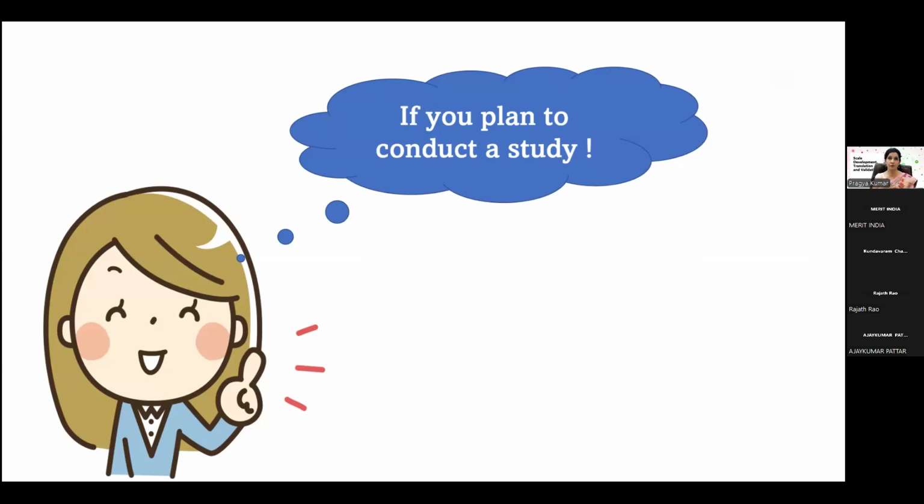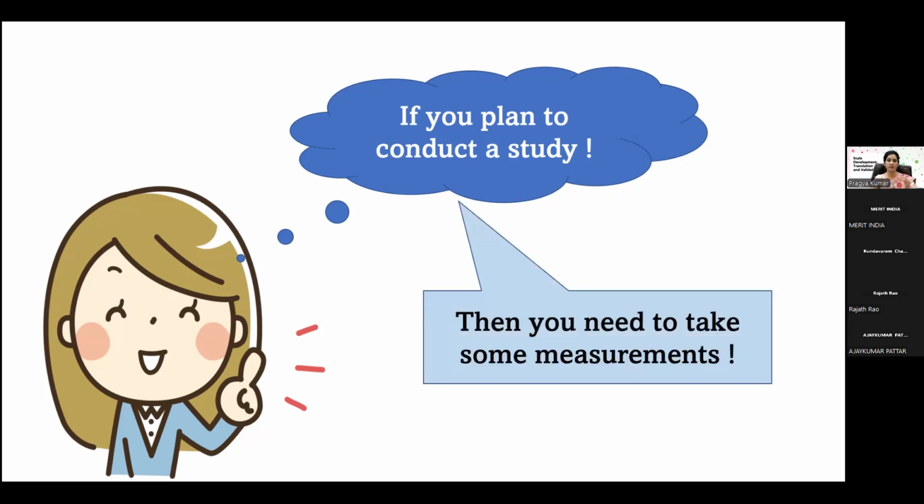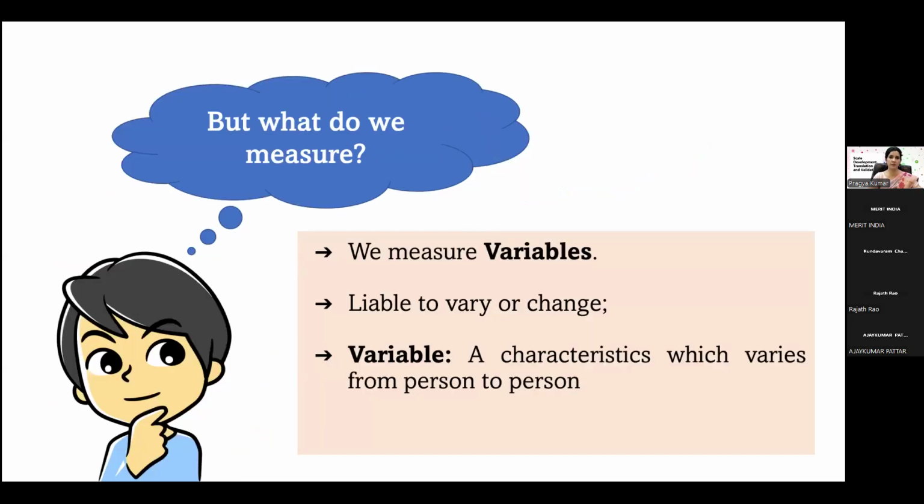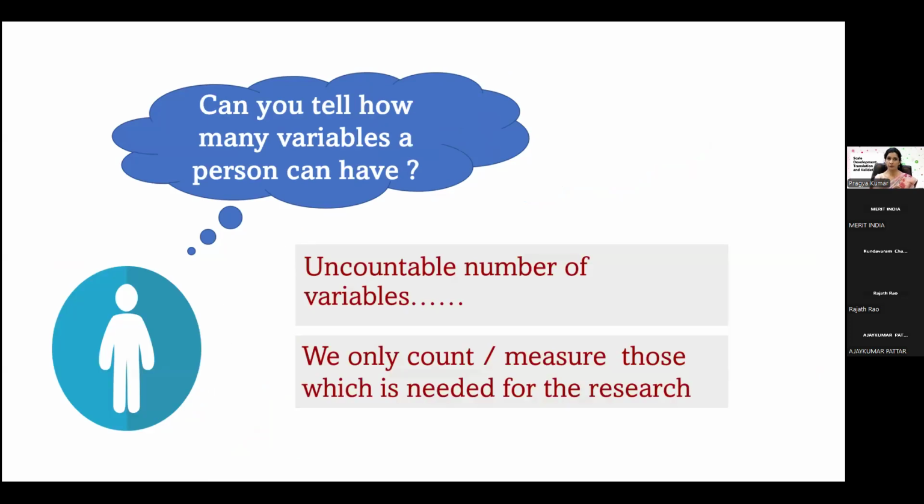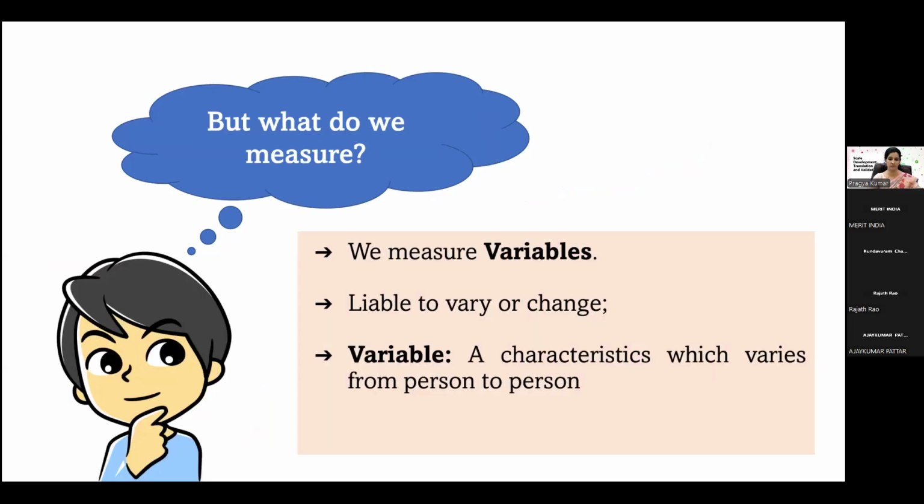Since this is a study you plan to conduct, but many of you are already into this process, what generally we do is make some measurement in any study which we plan to do. Generally we call these measurements variables. A variable is a trait which is likely to change or vary from person to person. One person has an uncountable number of variables, but we only measure the variables which are of interest to us or which are there in our research question or objective.